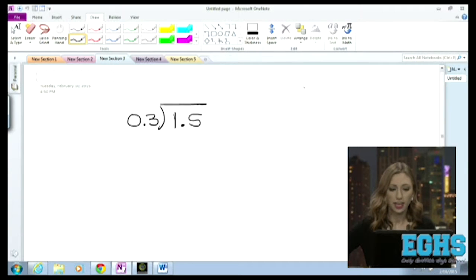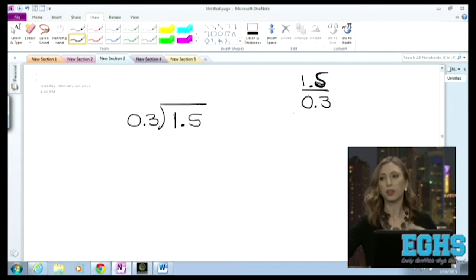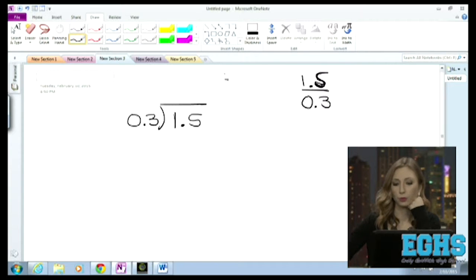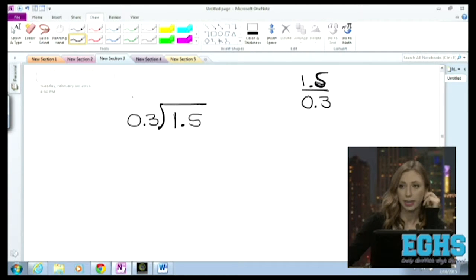The question said 1.5 over 0.3, and forgive me, I'm not pronouncing these decimals mathematically correctly, but just so you know what I mean. The fraction bar is the same as a division bar, so it would really mean 1.5 divided by 0.3, and the way that you'd set that up with long division is like so, with the 1.5 underneath the division bar and then the 0.3 on the outside.